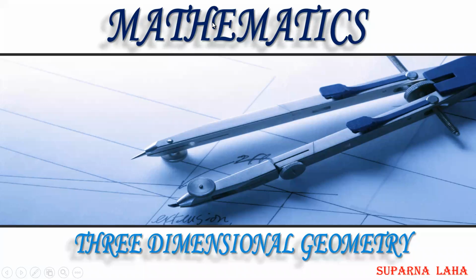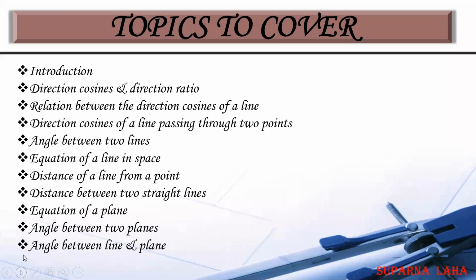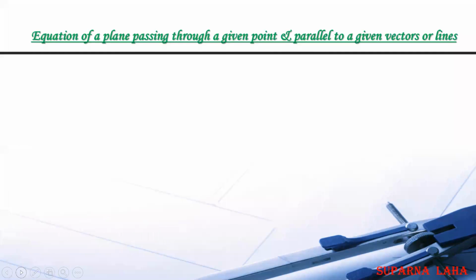Good morning, students. We are discussing this chapter, three-dimensional geometry, and we've already completed up to the angle between two planes. So today we will talk about some equations of a plane, the angle between a line and a plane, and the perpendicular distance of a point from a plane. Okay, so the equation of a plane passing through a given point and parallel to the given vectors or lines.